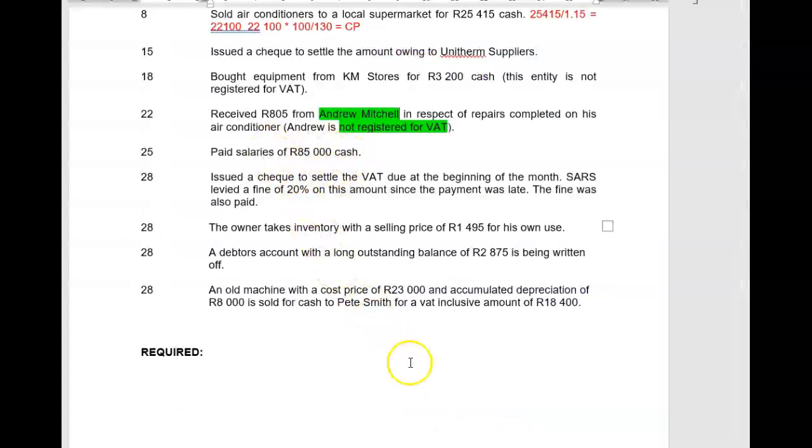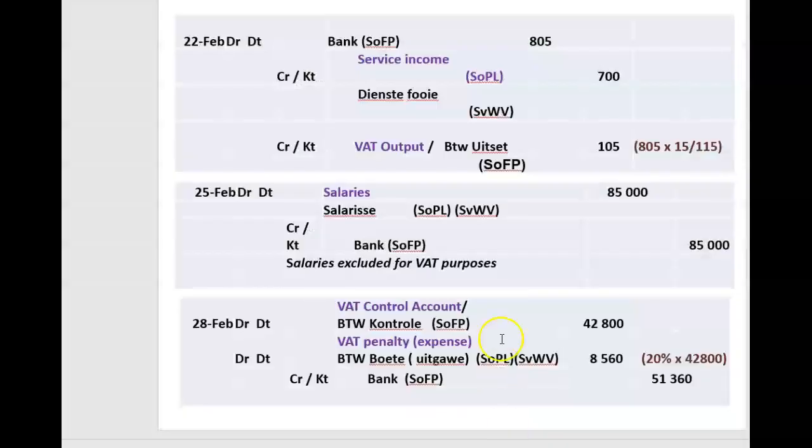Paid salaries of 85,000 Rand cash. There's no VAT applicable on salaries. So salaries expense, 85,000 debit, statement of profit or loss, bank, statement of financial position, credit 85,000 Rand.